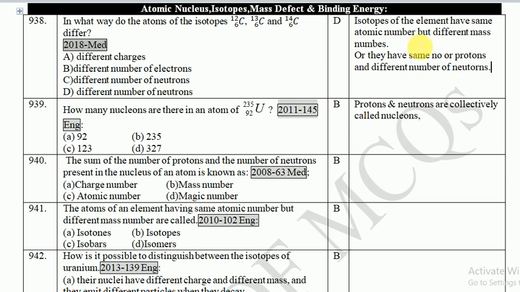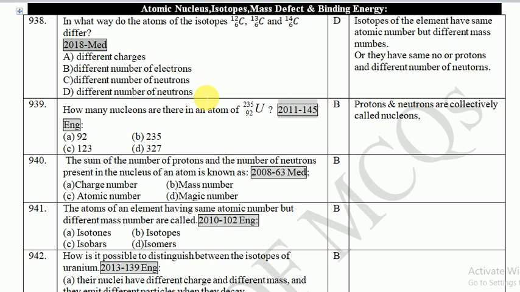The given are examples of isotopes, so they have different numbers of neutrons. The 6 shows the number of protons and the 13 shows the number of protons plus neutrons. So 12 minus 6 gives us 6. In this case there are 6 neutrons, in this case there are 7, and 14 minus 6 is equal to 8, so in this case there are 8 neutrons. So option D is correct. They have different numbers of neutrons.